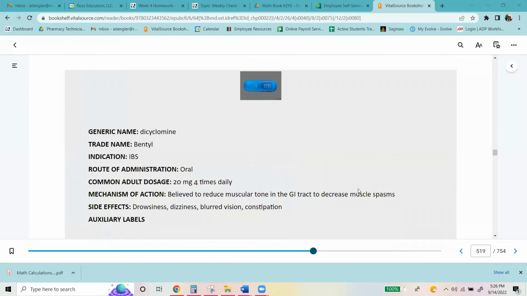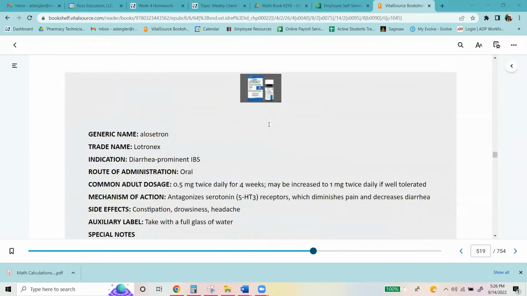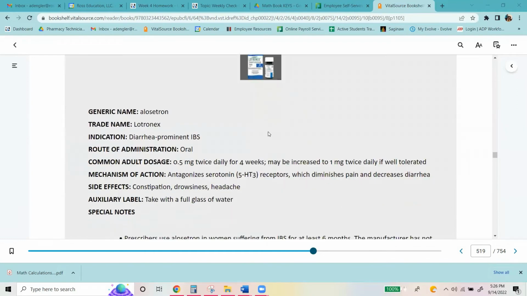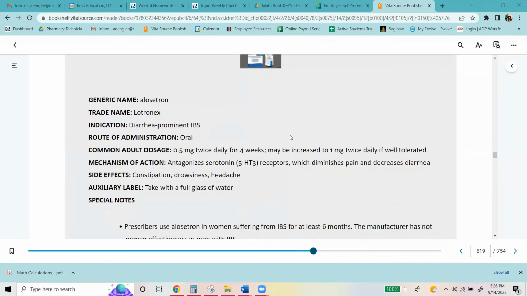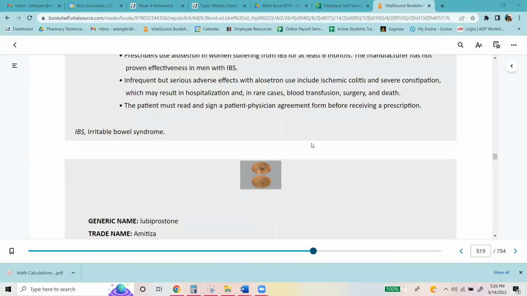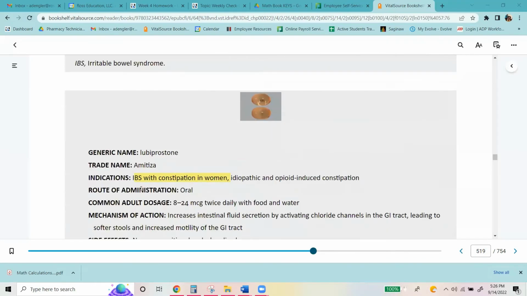So we have the medication Bentyl, which is an oral form that helps IBS. We have Lotronex, which is diarrhea prominent IBS for oral use. Amitiza, IBS with constipation in women.